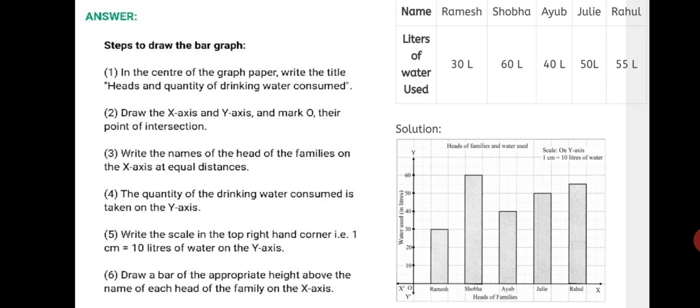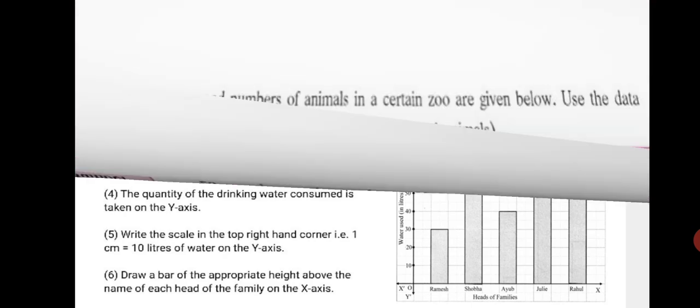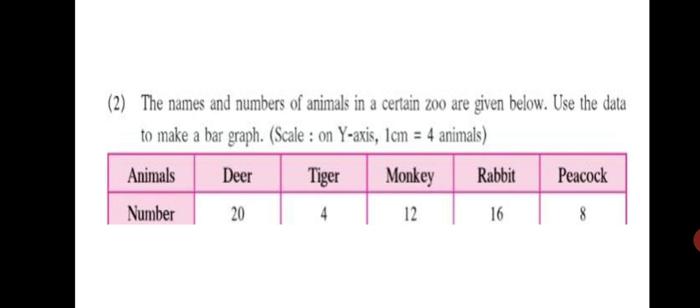Okay, so this was our first sum. Let's move on to question number 2. The names and numbers of animals in a certain zoo are given below. Use the data to make a bar graph. Again, the scale is given. On the y-axis, 1 centimeter is equal to 4 animals we have to take. So now you will be writing on the y-axis. From 0 you will write 4, the table of 4. 4 2s are 8, then 12 and so on, in increasing order of 4.